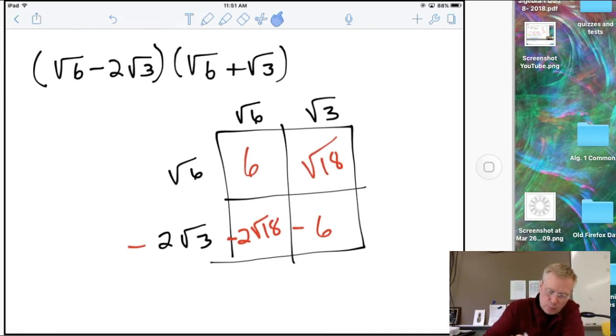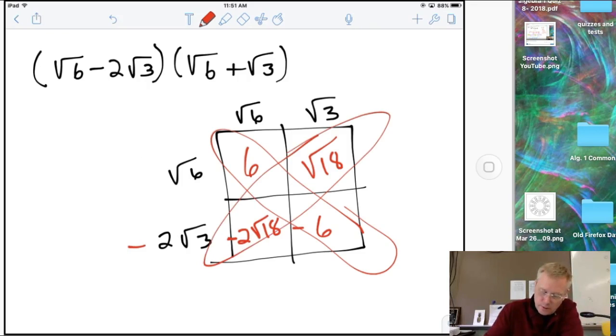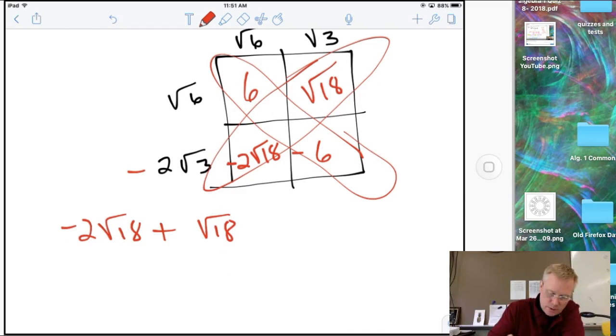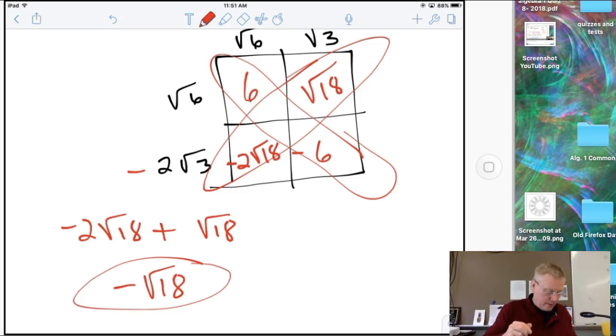Okay, so now I add up what's in the boxes to get my answer. These two will cancel. 6 plus negative 6 is 0. Negative 2 square roots of 18 plus 1 square root of 18 is negative 1 square root of 18, or just negative square root of 18. And that is the answer.